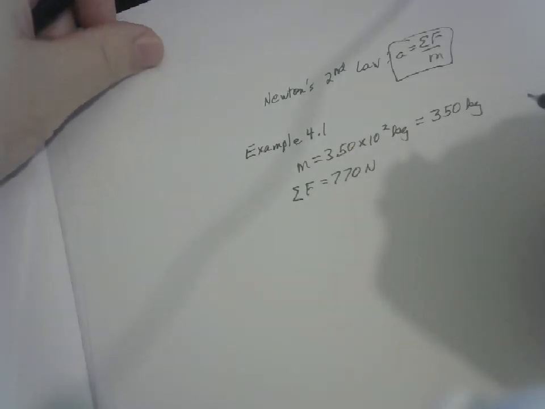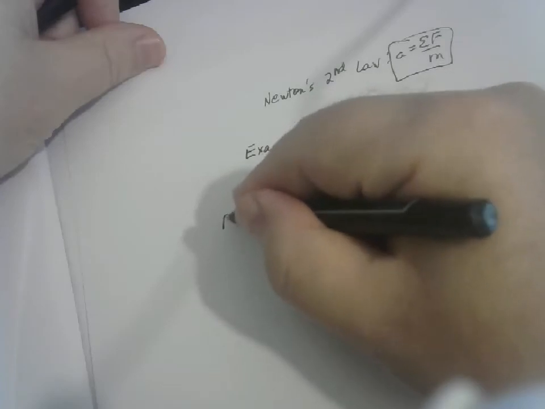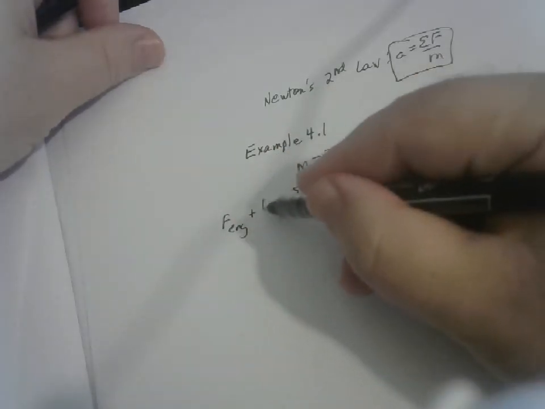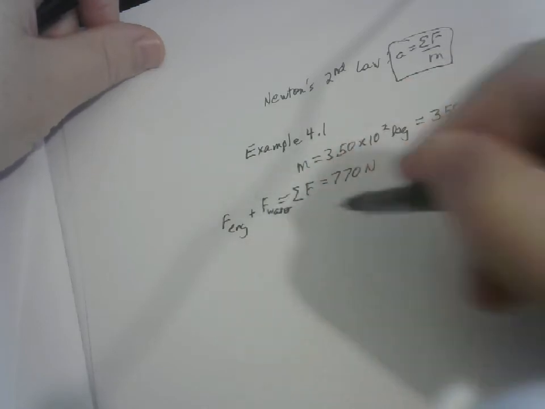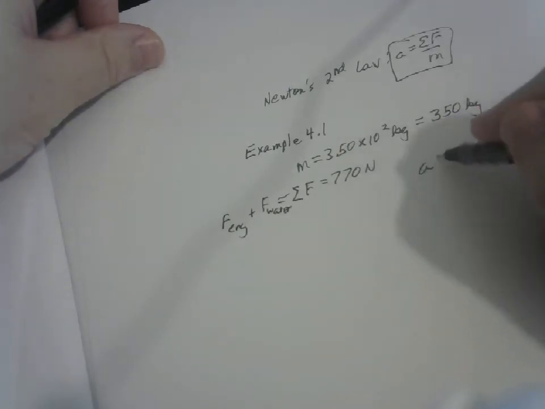After accounting for forces of resistance. So this is going to be the force of the engine plus the force of the water or whatever. Okay, find the acceleration of the airboat. So we're going to do acceleration equals 770 divided by 350.